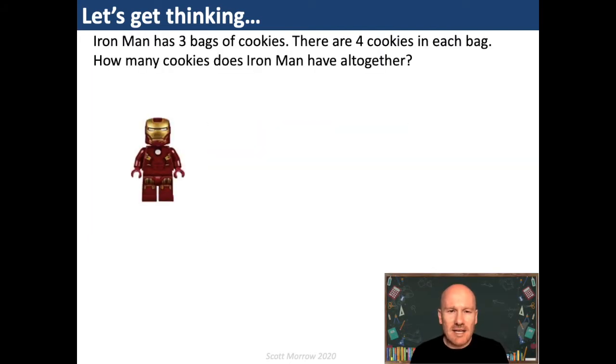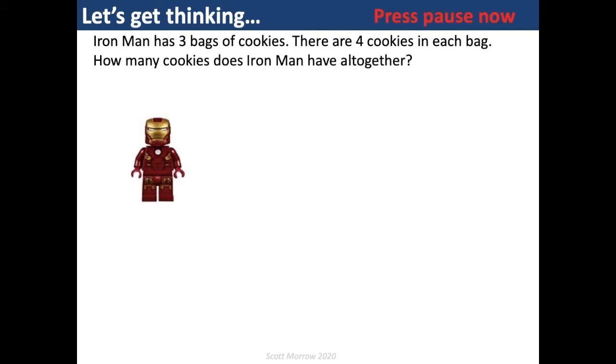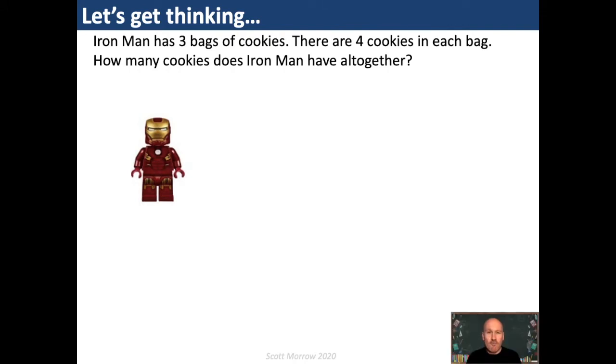Iron Man has 3 bags of cookies. There are 4 cookies in each bag. How many cookies does Iron Man have altogether? Now, I don't want you just to solve this. I want you to think about how you're working it out. Okay, so let's have a think about how we might solve this problem.